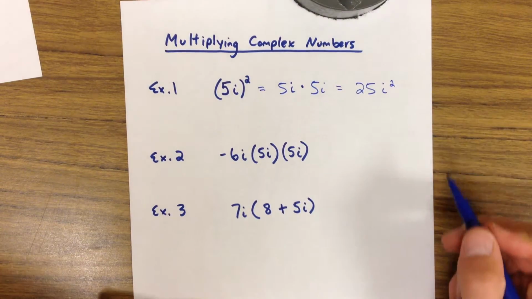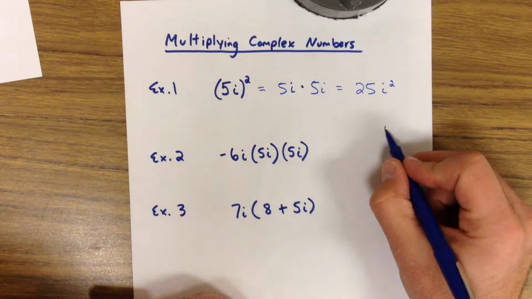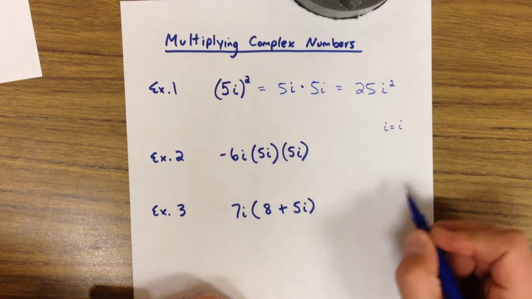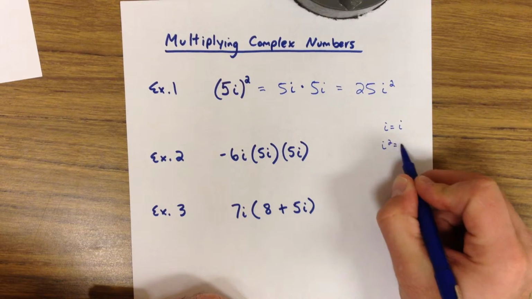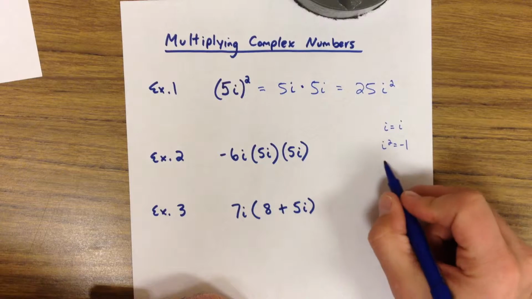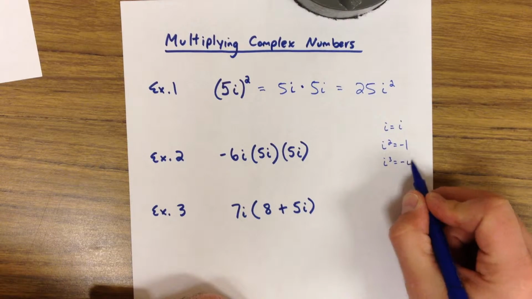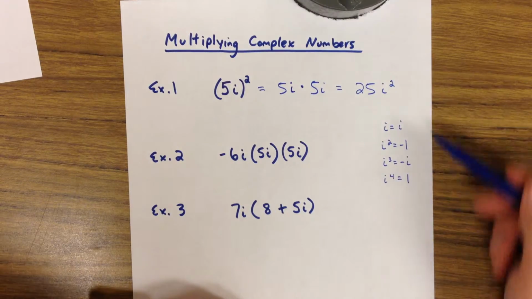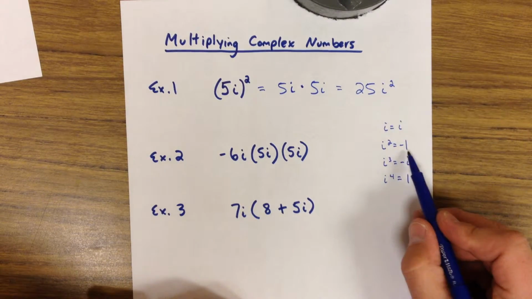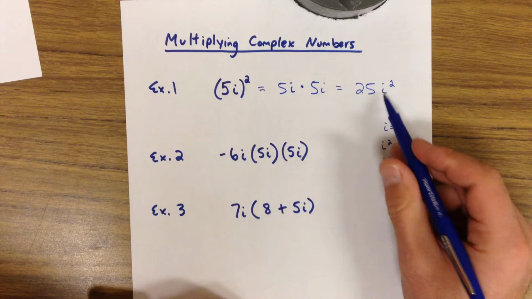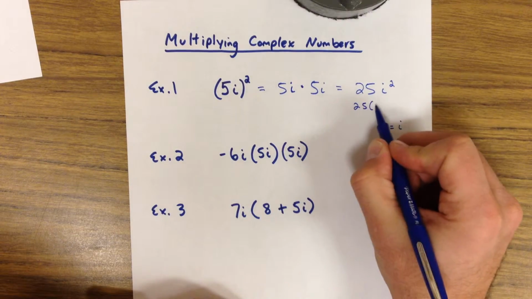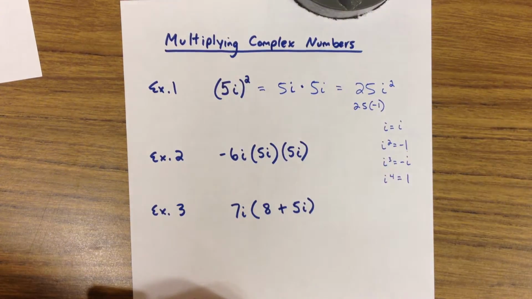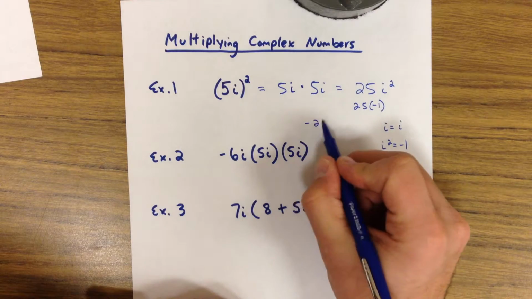Now, we're not quite finished yet because we know the pattern: i equals i, i squared equals negative 1, i to the third equals negative i, and i to the fourth equals 1. So you have to keep that in mind because i squared is really just negative 1. So we're going to substitute for that. That's 25 times negative 1, which is just negative 25.